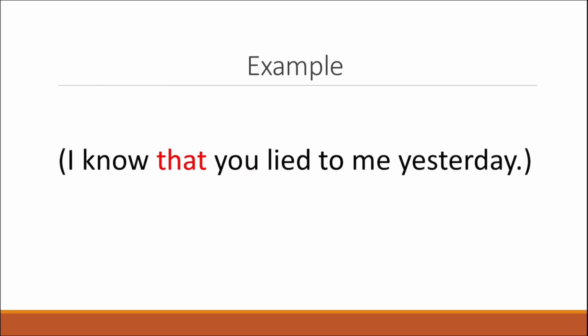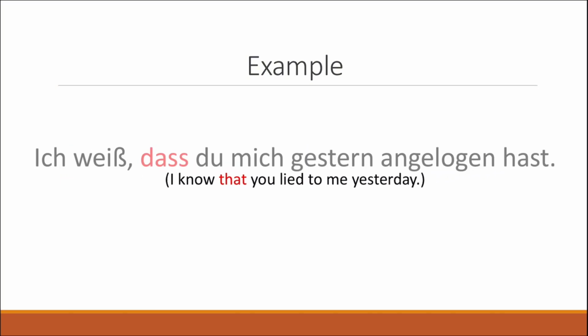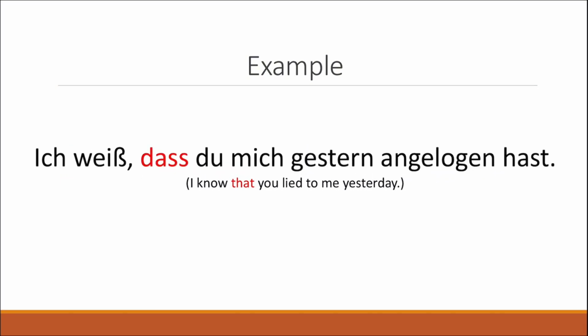Now, in order to understand this better, here's another example. How would you build this sentence in German? I know that you lied to me yesterday. Well, first you have to consider the two sentences that we must form. We have the main sentence, which is characterized by I know. So it's simply going to be ich weiß. Then you have that, which means dass. So you're going to say ich weiß dass. And then you have to build the subordinate sentence. And at the end, the result is going to be ich weiß, dass du mich gestern angelogen hast.